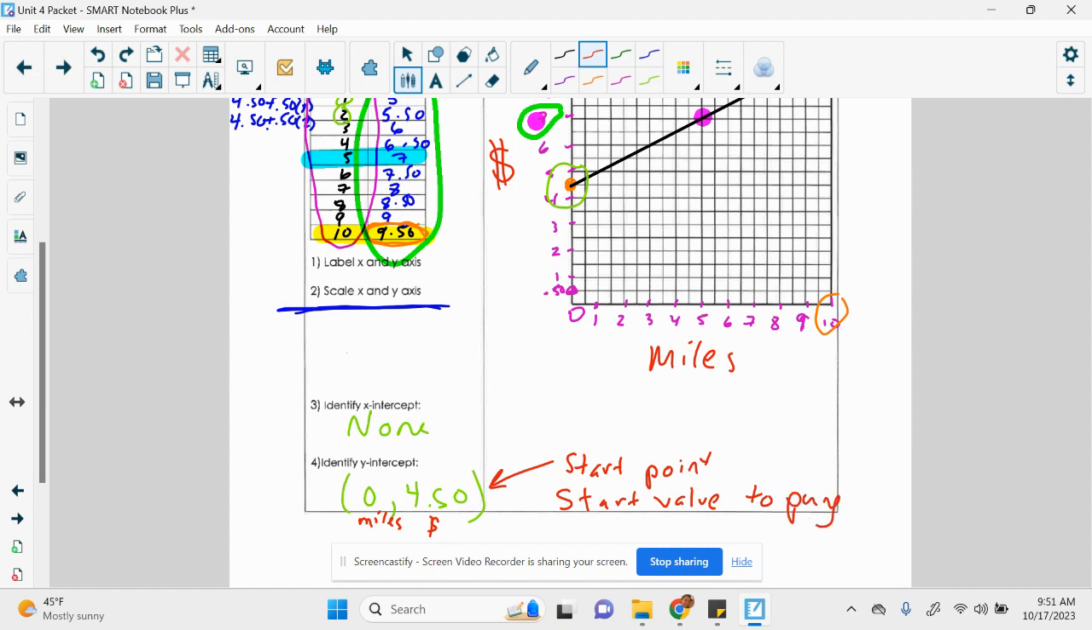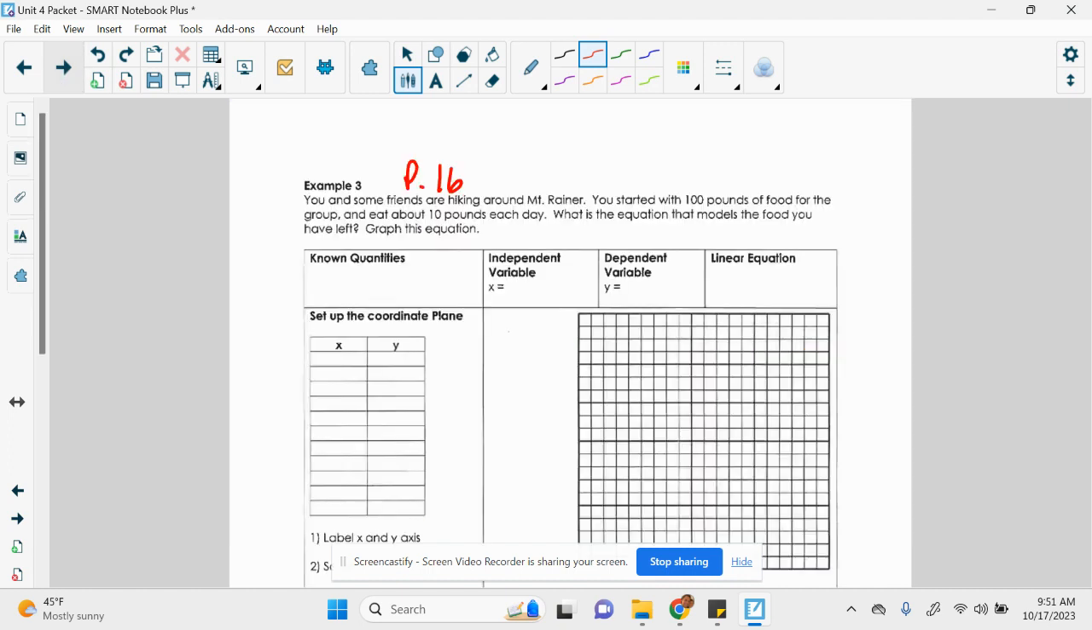It's how much we're going to have to pay right away. You're paying $4.50 to sit down, and then as you choose your miles, your price increases because that's what our line tells us. You see that? All right. So here we go.